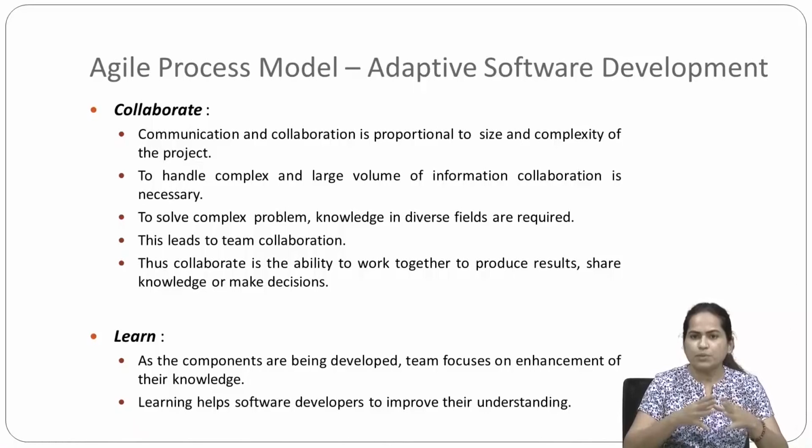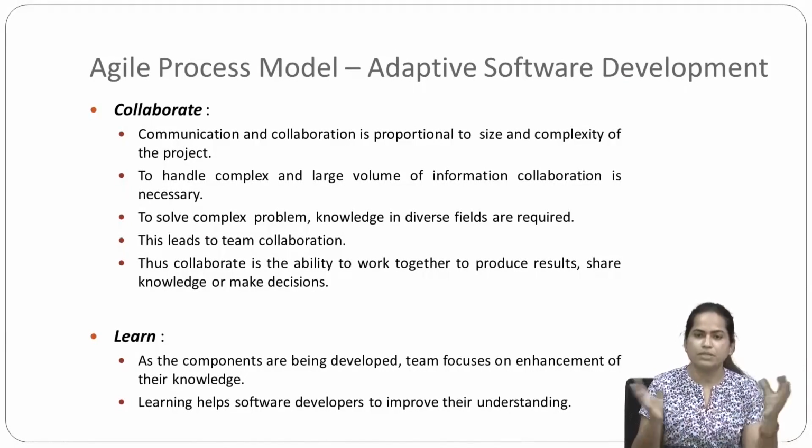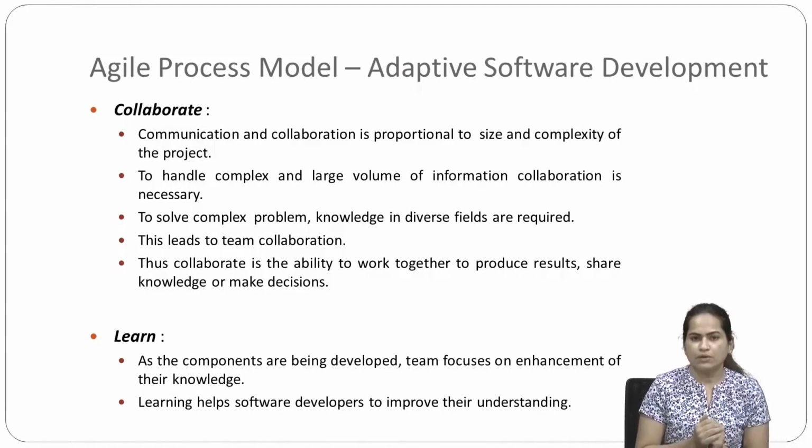To solve complex problems, knowledge in diverse fields is required. If we have a problem which is very complex, then knowledge of the different related fields is required. For having the knowledge of diverse fields, we need to collaborate with other people. So that leads to team collaboration. Thus, collaboration is the ability to work together to produce results, share knowledge or make decisions. So this is what we have in collaborate.